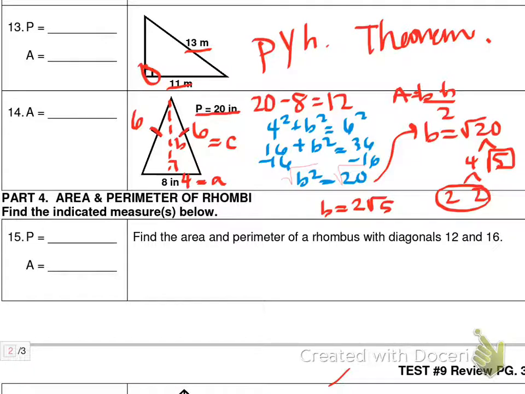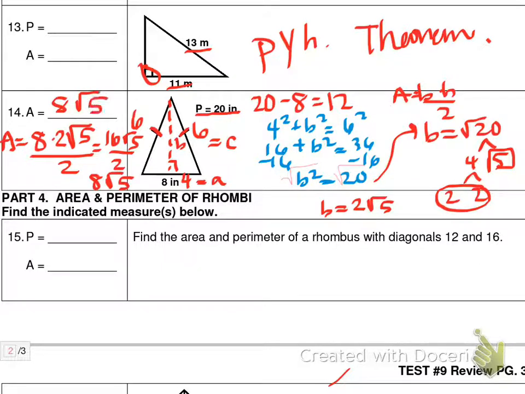So now to put it into our area formula. The base equals 8. Height is 2 square roots of 5, divided by 2, which gives us 16 square roots of 5 divided by 2. 16 divided by 2 is 8 square roots of 5. That problem is probably your longest problem and probably the most involved out of all the problems on this review.